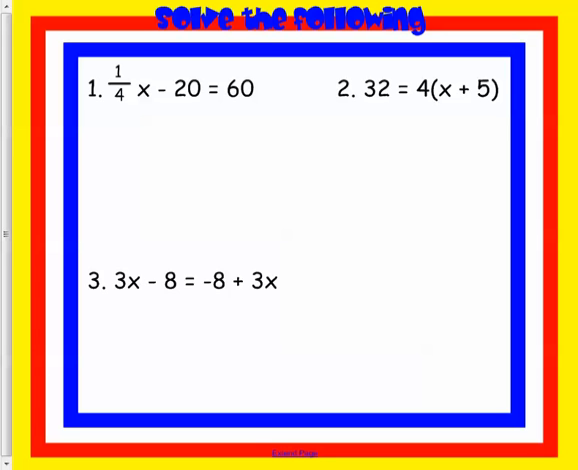Today we're talking about solutions to equations. Go ahead and try these three and I'll be back in just a second to show you the answers. Okay, so let's inspect these further. Take out your red pen and let's check our work.